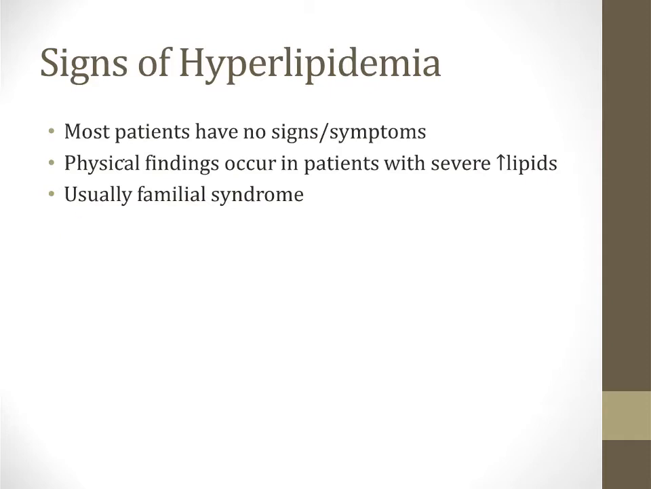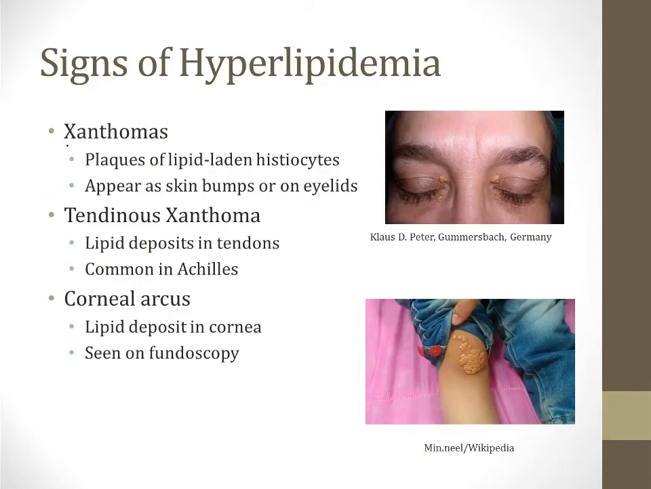However, you do sometimes see physical findings in patients who have very markedly elevated lipids. These are usually patients who have one of the familial syndromes we'll talk about later in this module. Their cholesterol levels or triglyceride levels can get very, very high, and this can result in physical exam findings. Some of the signs of marked hyperlipidemia include xanthomas. Xanthomas are plaques that you can see on the skin, and they're made of macrophages that fill up with lipids and form xanthomas. These will appear as bumps on the skin, often on the eyelids. This is a picture of a patient who has xanthomas on the eyelids, and this is the picture of a child who has a xanthoma on the forearm.